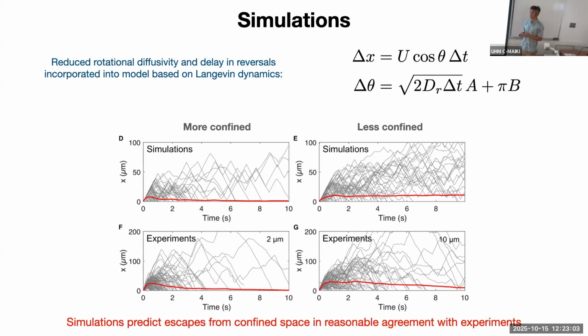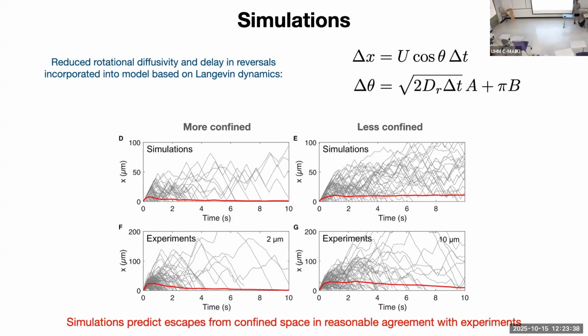The picture I want to paint is that if the paths tend to be straighter and you reverse, then you're more likely to go back where you came in from. So bacteria tend to leave. Whereas here in the less confined case, the direction is changing randomly. So after reversal, it may not go back to where it came in from. It can stay and linger in the channel for longer.